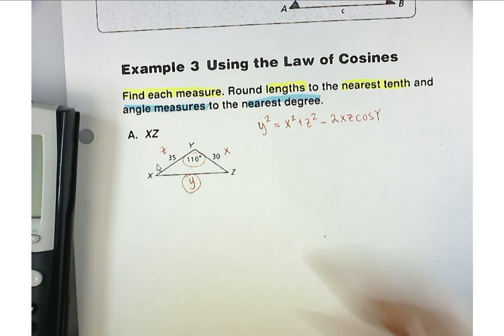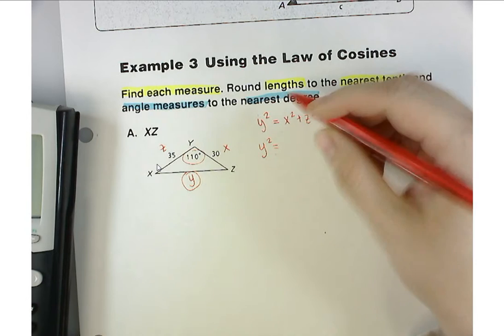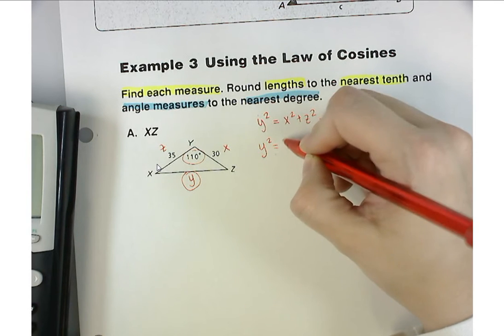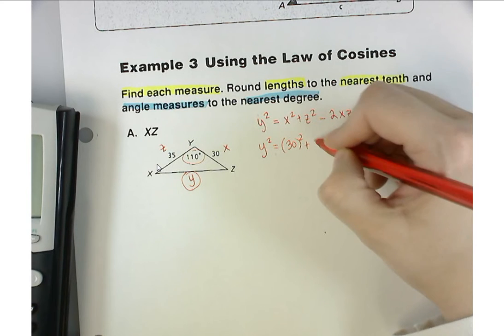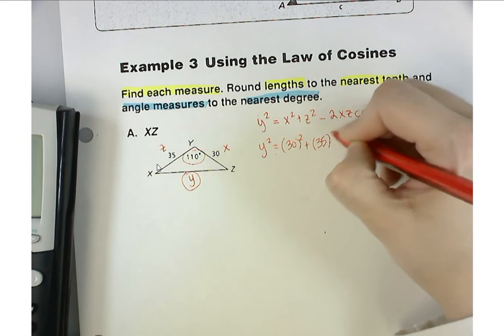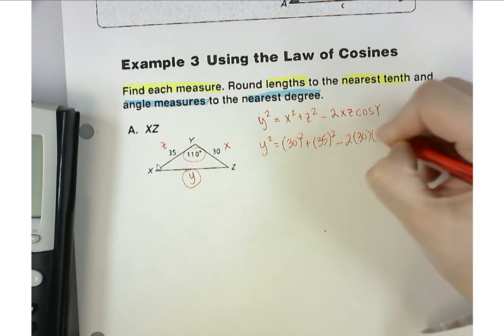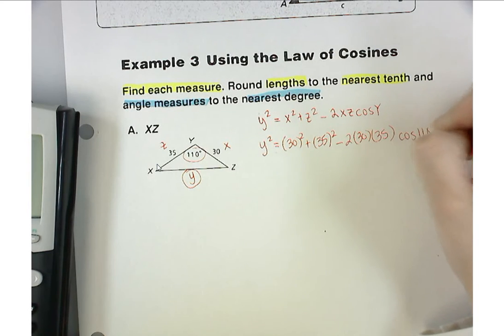Okay, so now I can plug in what I know. For y squared, that's what I'm trying to solve for. That's an unknown. X is going to be 30 squared, plus 35 squared, minus 2 times 30 times 35 times the cosine of 110 degrees.